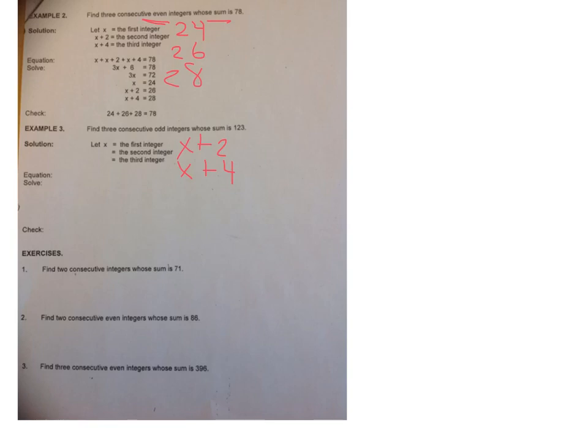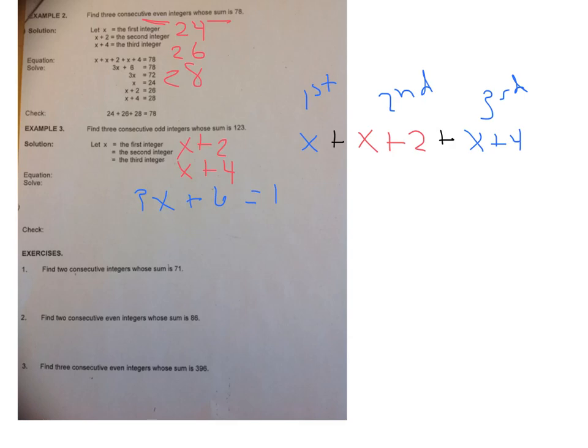So now, because we have a sum of 123, we need to add all of these together. So we have x, which is the first integer, and then we are going to add to it that second integer, which is x plus 2, and then we're going to add the x plus 4, which is the third integer. So this is your first, your second, and your third. And that sum is 123. So go ahead and total, you end up with 3x plus 6 is 123.